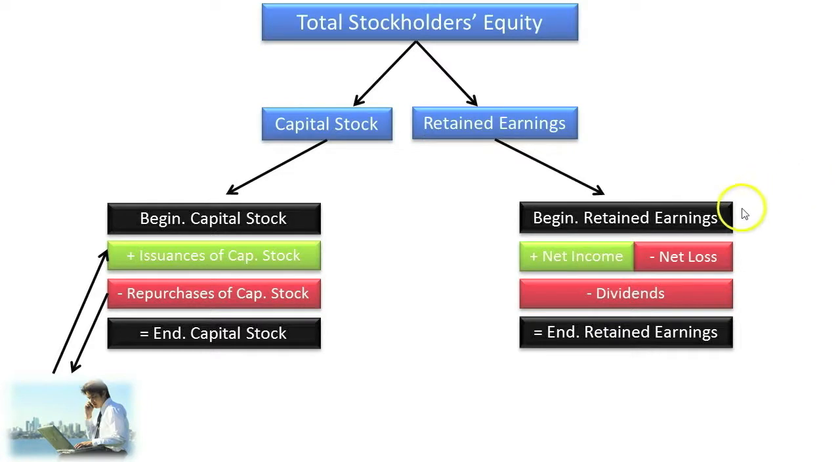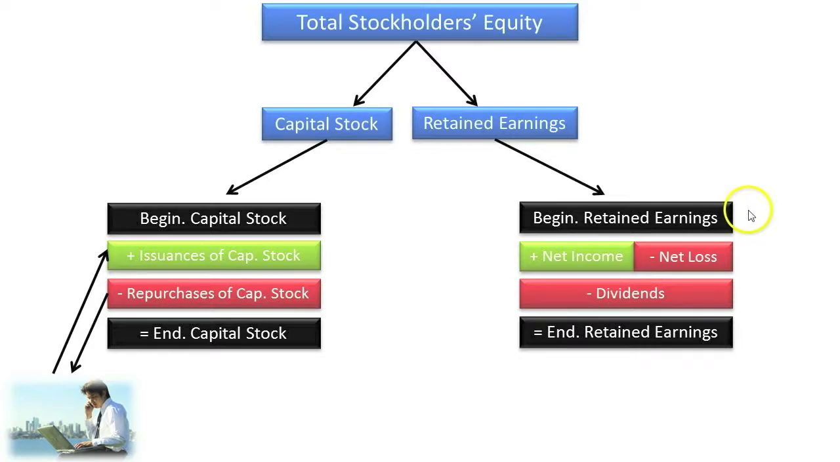The beginning retained earnings balance represents all net income from the beginning of time up to the beginning of the period, less all dividends from the beginning of time up to the beginning of the period. It effectively represents all of the internally generated equity financing that the owners chose to retain in the business.